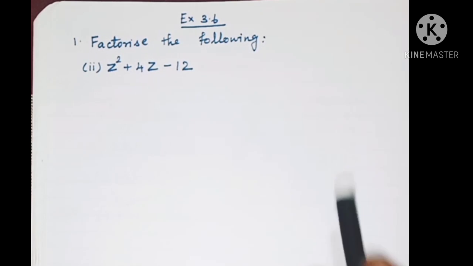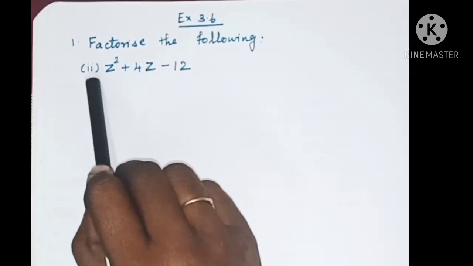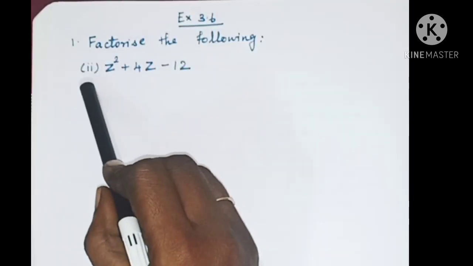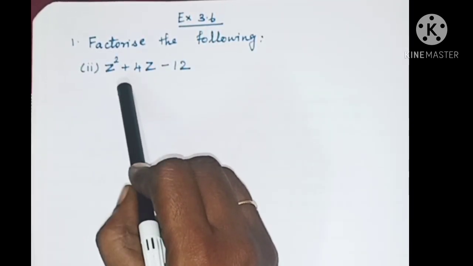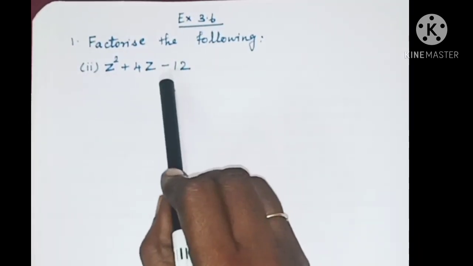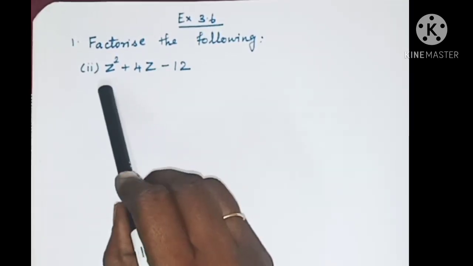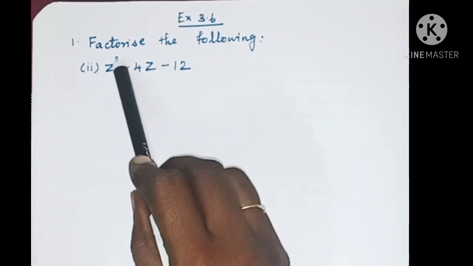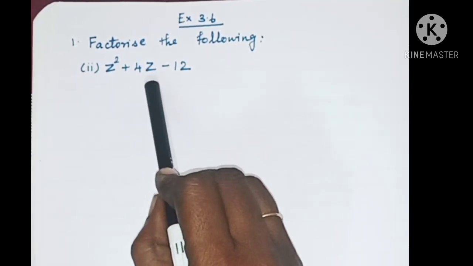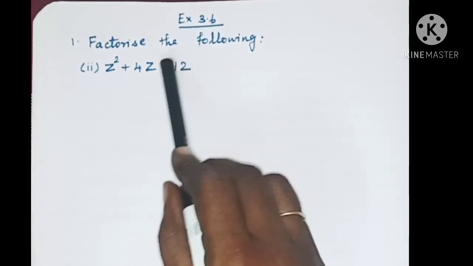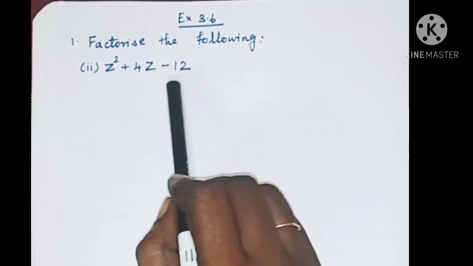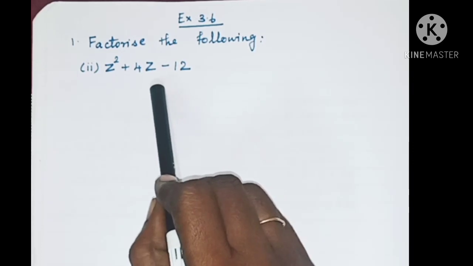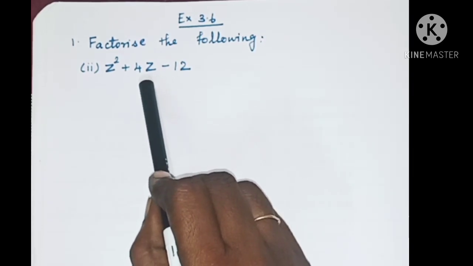Exercise 3.6, first sum, second subdivision. Factorize the following. The second subdivision is z square plus 4z minus 12. We have three terms in this expression. The first term is z square, the second term is 4z, and the last term, the constant term, is 12. We can solve this by the splitting the middle term method.